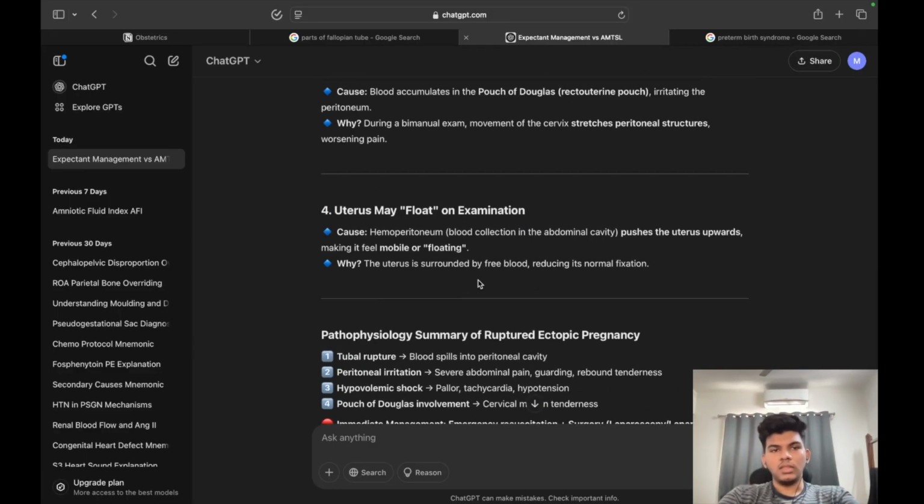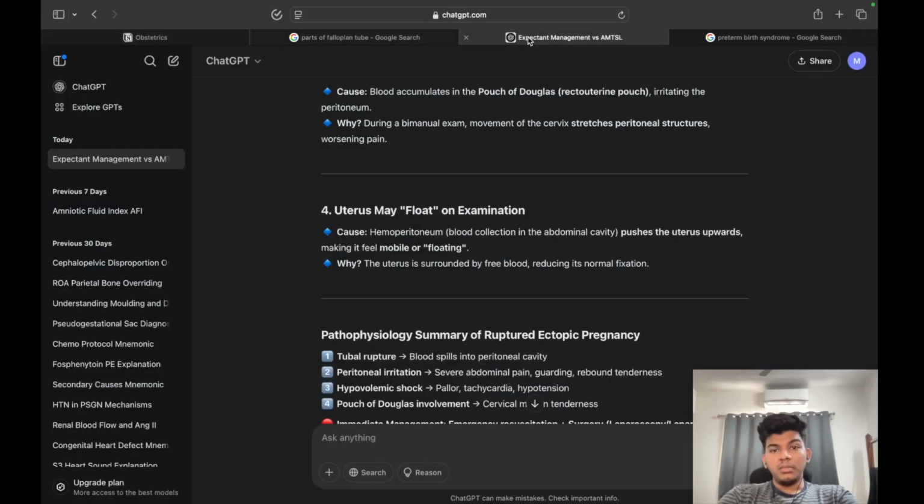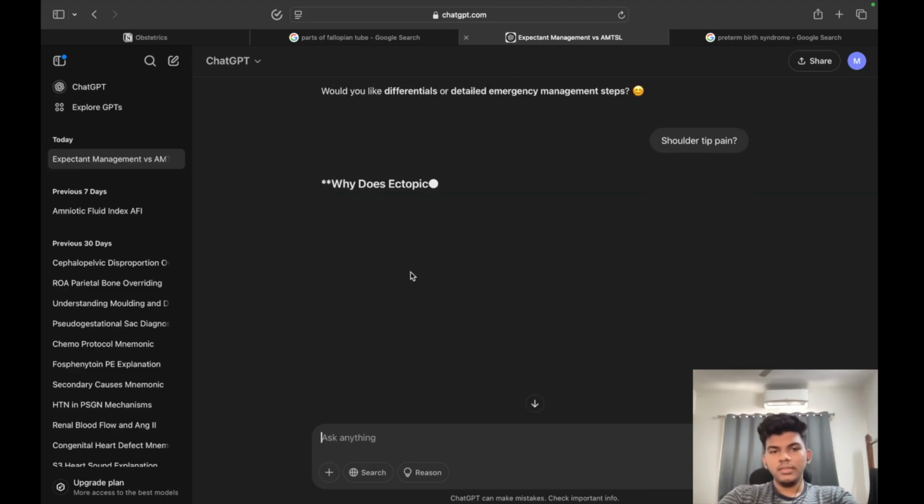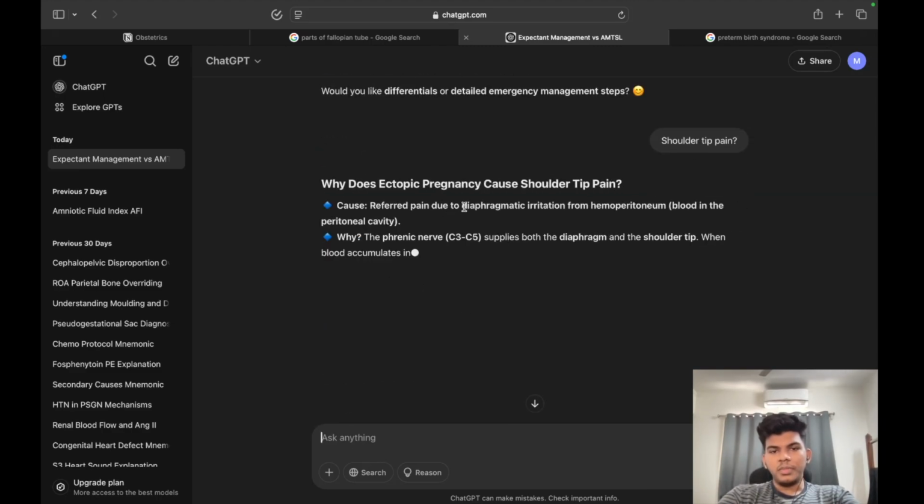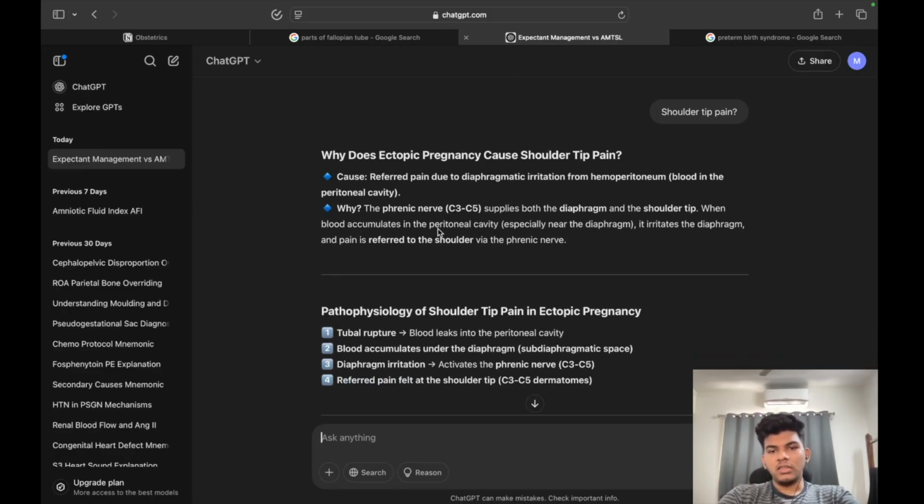And also shoulder tip pain, most likely due to the irritation of the peritoneum itself. It is referred pain due to diaphragmatic irritation from hemoperitoneum. The phrenic nerve supplies both the diaphragm and the shoulder tip.